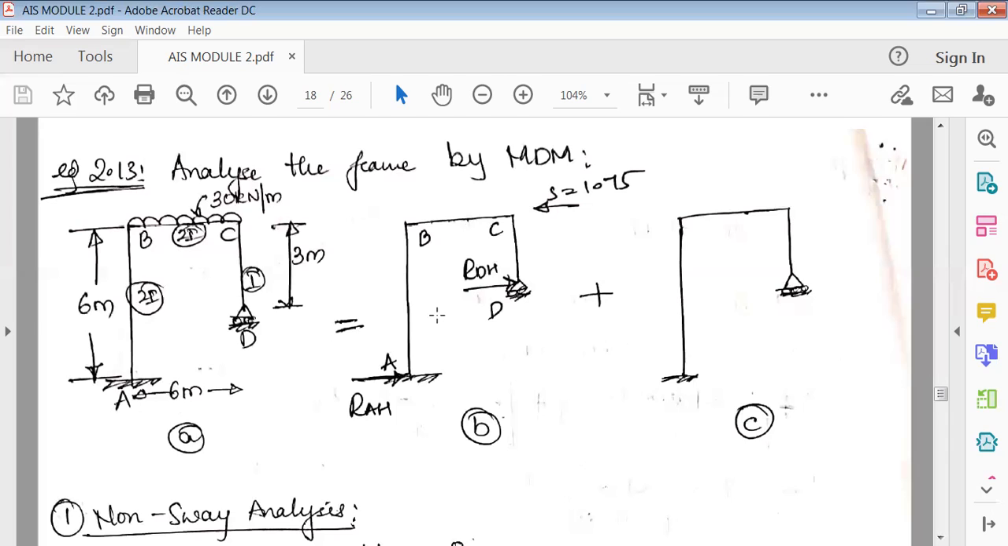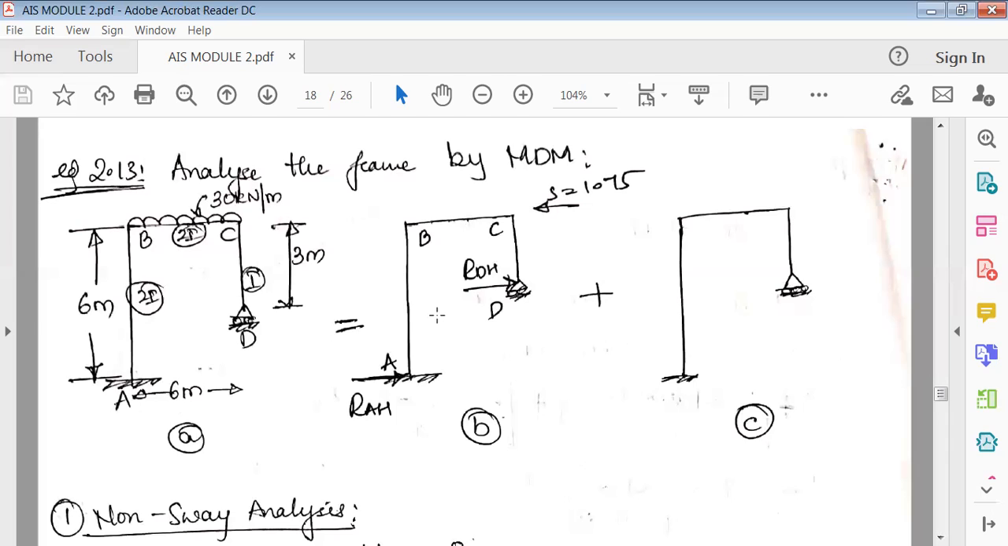In that case, what we do is we carry out both analyses for this, may it be any type of frame. First we assume it as a non-sway frame, that the frame is not swaying at all. It is not moving, and that analysis we do. The next step is the same procedure, where we assume that it is going to sway.